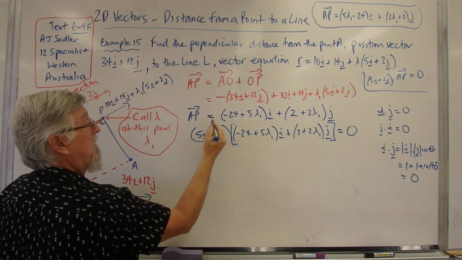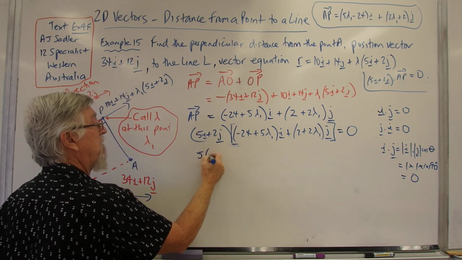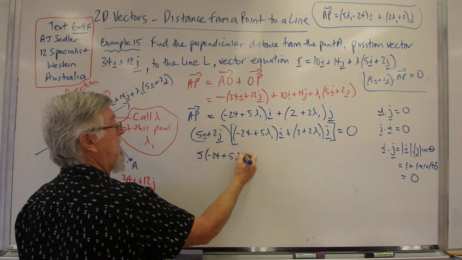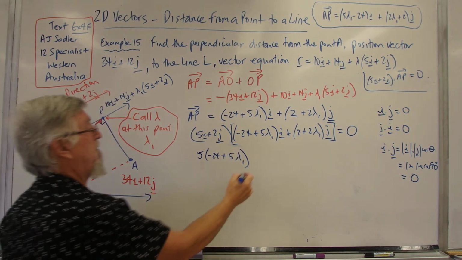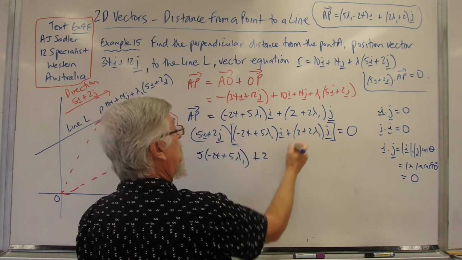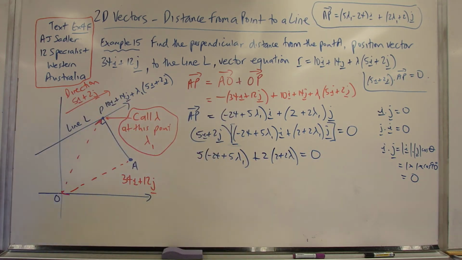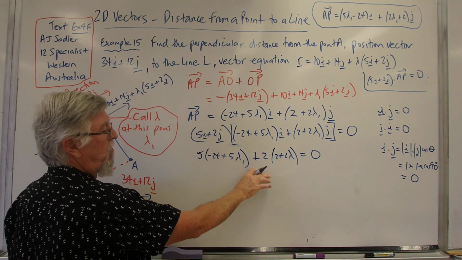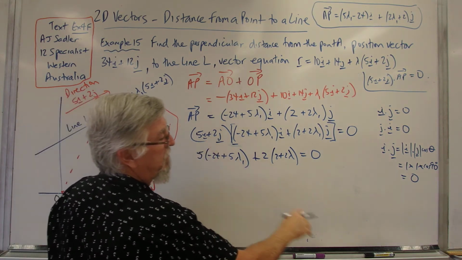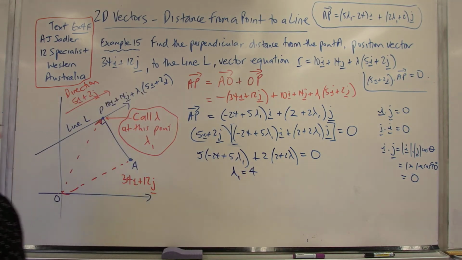So what have we got now? We've got the 5 times all of that, so we've got 5 times minus 24 plus 5 lambda 1, plus the 2 times 2 plus 2 lambda, excuse me, has to equal 0. So what have we got now? I'm out of time to go through the calculations there, but I've written it over here and done it earlier. You can go through it yourself. Lambda 1 is 4.